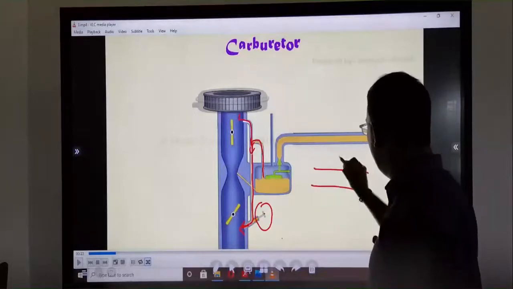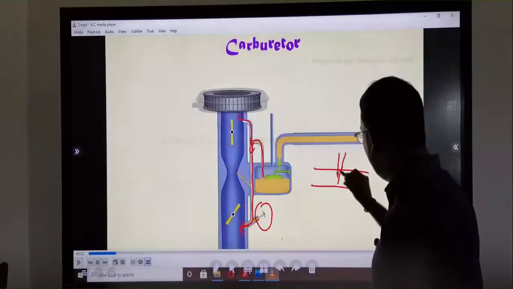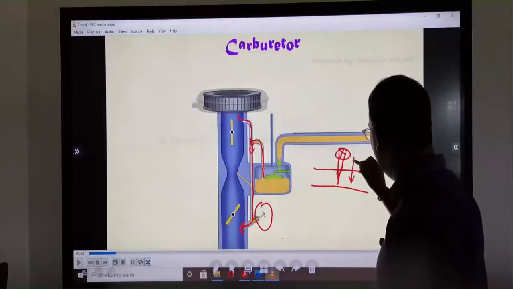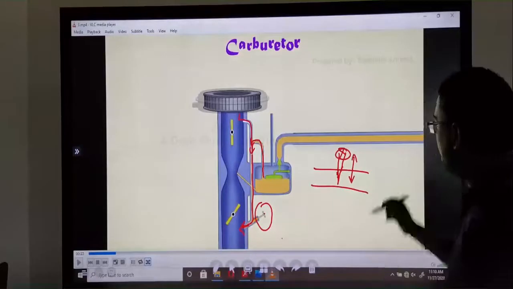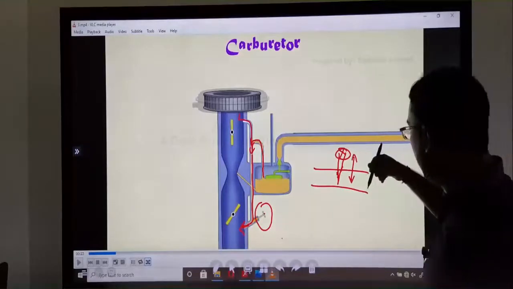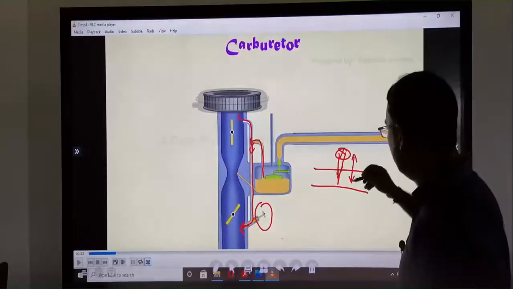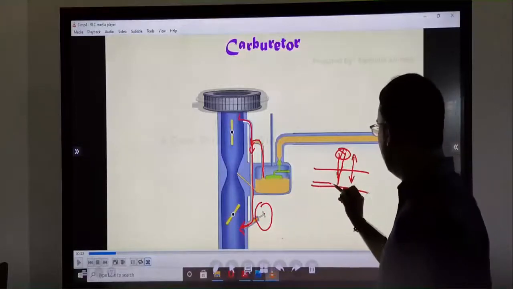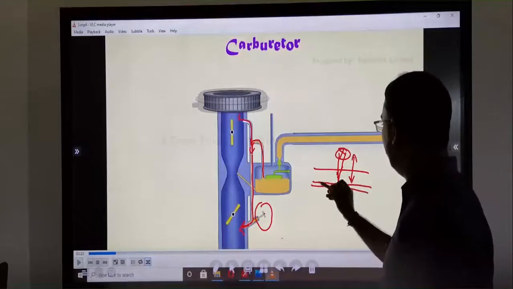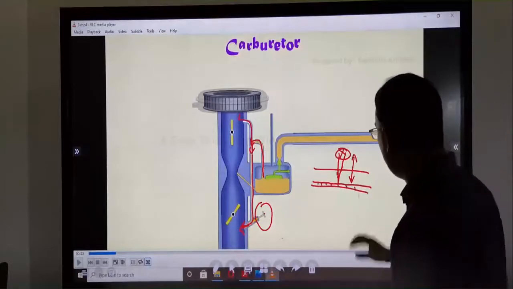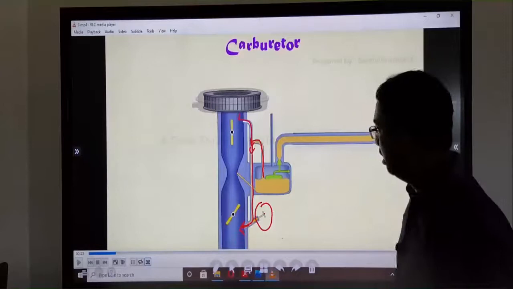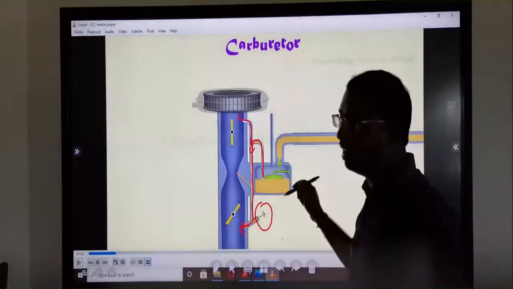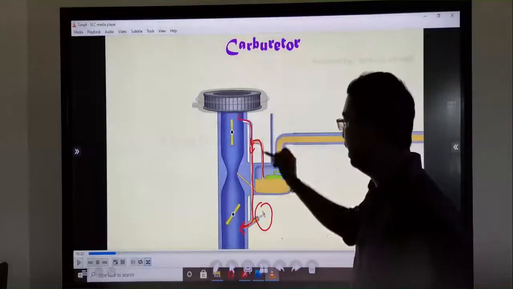There is a needle, and a rotating screw. We can adjust this needle from upwards to downwards, or downwards to upwards, and change the mixture level. This is working when the vehicle is starting without motion. So it works like this in this condition.